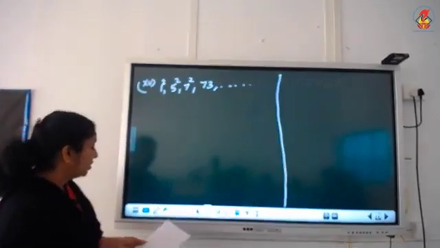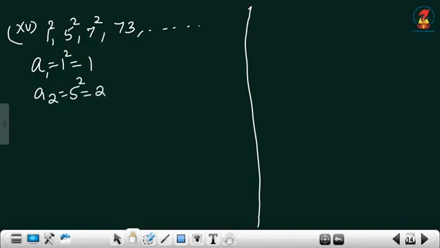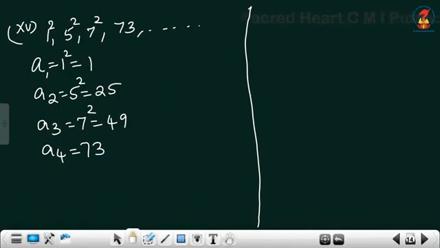Next, 15th question. It is given that the series is 1 square, 5 square, 7 square, 73, etc. So, the first one is 1 square, which you can write as 1, A1. A2 is equal to 5 square, which is equal to 25. A3 is equal to 7 square, which is equal to 49. A4 is equal to 73. You have to check whether this forms an AP or not.